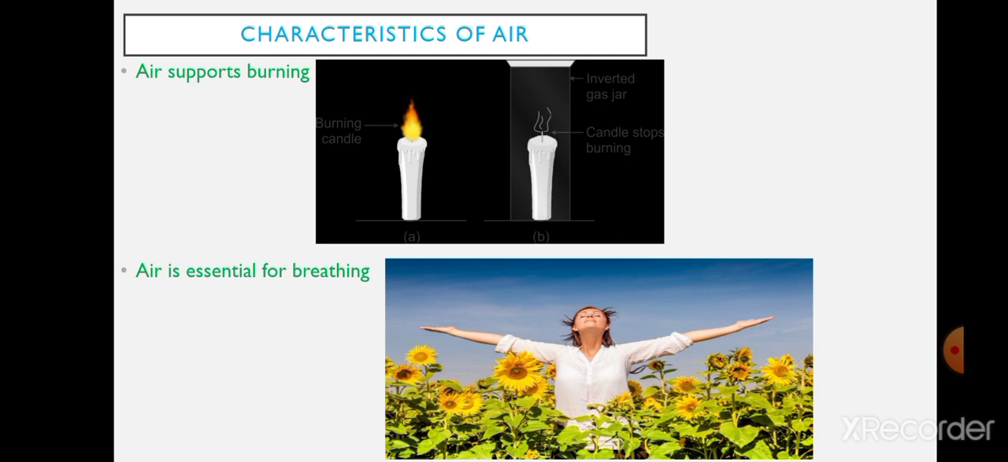Now air is also essential for breathing. We all need air to breathe. Humans and animals take in oxygen and give out carbon dioxide. And plants absorb carbon dioxide from air, and then they release oxygen. So these are the different characteristics and properties of air. Even air can be compressed, that is, air can be squeezed into smaller spaces. So these are the different properties of air.